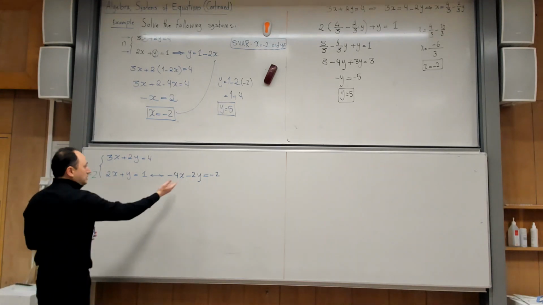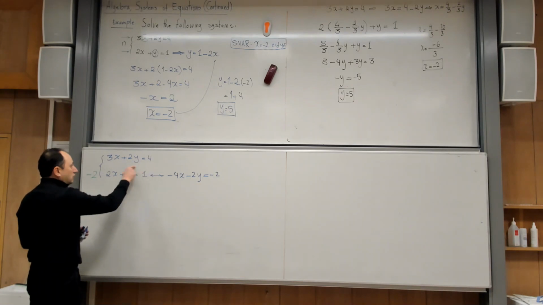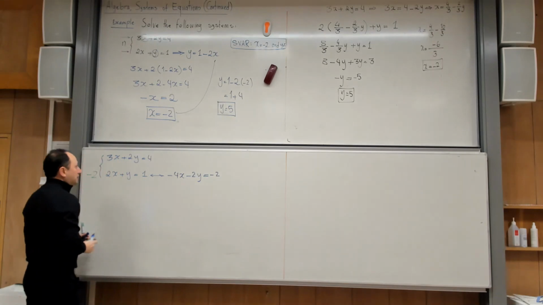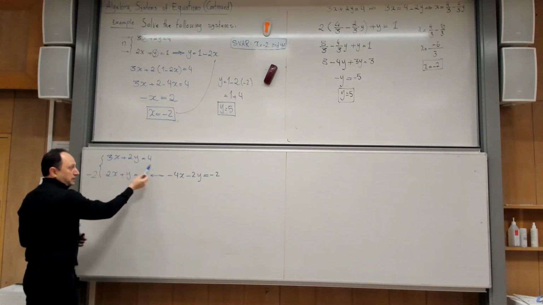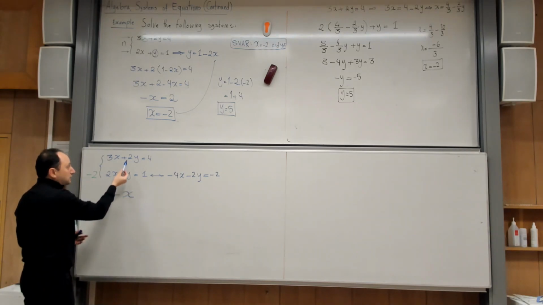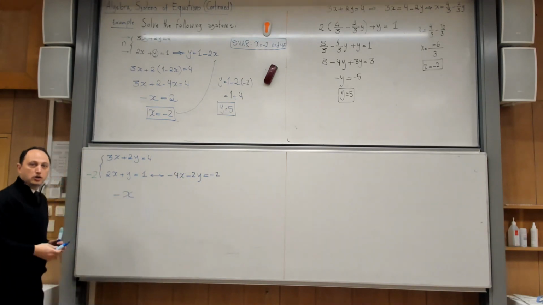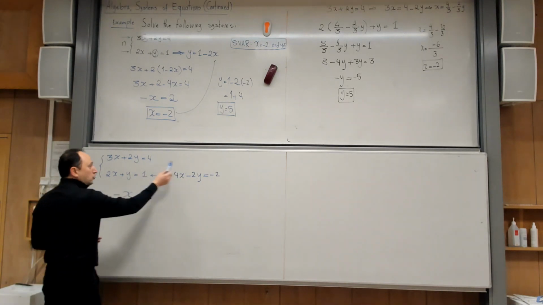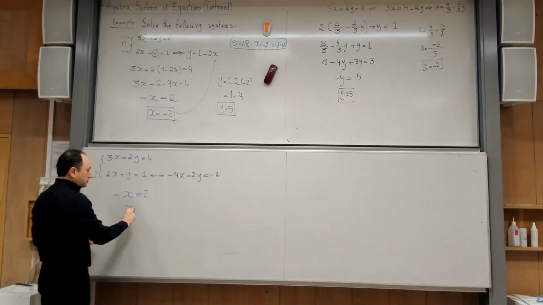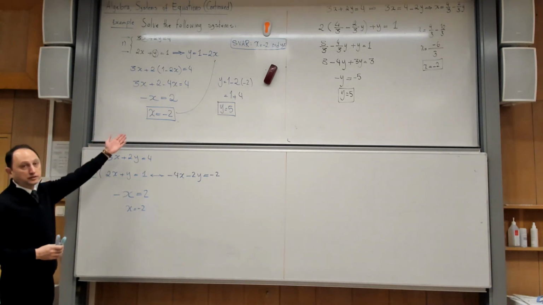So then you immediately see what happens, and I think this is the simplest way to do it in this case. If I start adding this side by side to this, what will happen? I have 3x added to minus 4x. I will be left with minus x. And then positive 2y will be added to negative 2y. It is totally gone. And then 4 minus 2 becomes positive 2. And then x becomes negative 2. It was much simpler. Yes, that is exactly the answer that I got there.